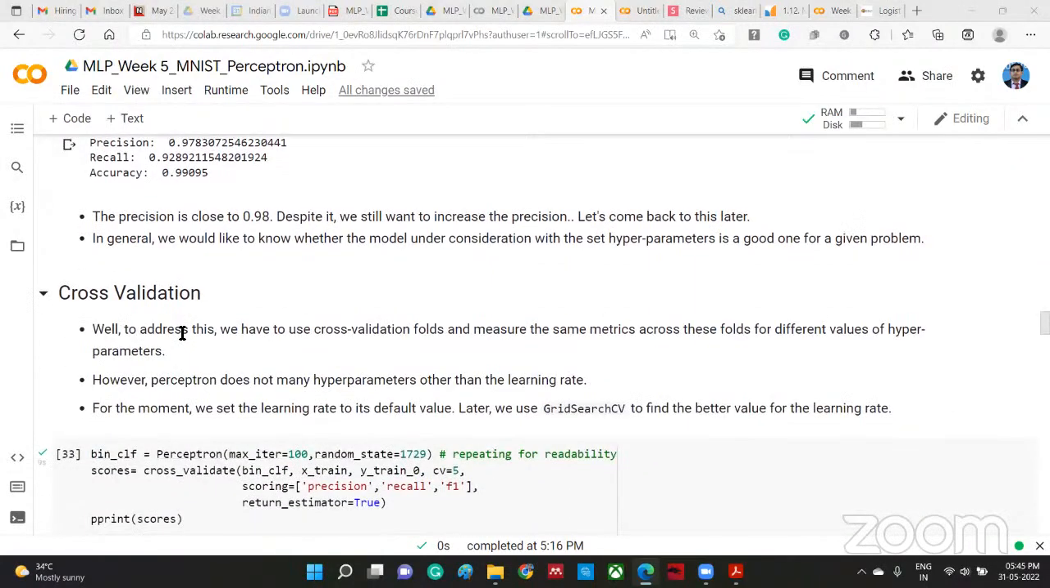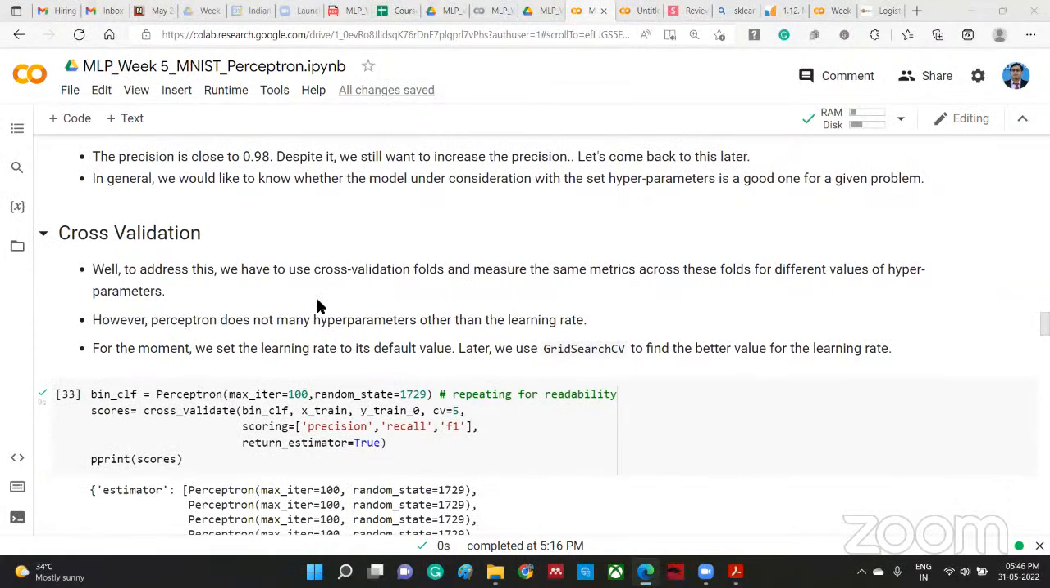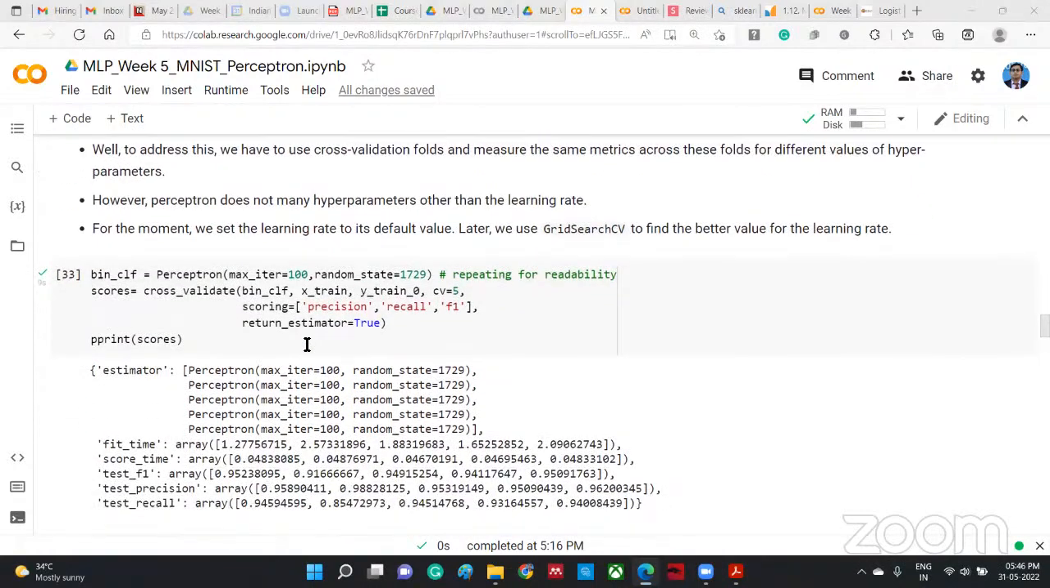Now for cross validation, we can use cross validation folds and measure the same metrics across these folds for different values of hyperparameters. Perceptron does not have many hyperparameters other than the learning rate. We will set the learning rate to its default value, and we can use grid search CV to find a better value for the learning rate. This is the code for that. We can use cross validate, with scoring equal to precision and recall, and return estimator equal to true.